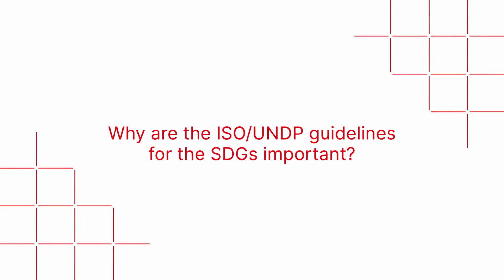Why are the ISO UNDP guidelines for SDGs important? The ISO UNDP guidelines for the SDGs are incredibly important for several reasons. Global challenges. The world is grappling with unprecedented global challenges, including climate change, poverty, gender inequality, and resource depletion. In 2015, the SDGs were adopted by all United Nations members as a universal call to action to end poverty, protect the planet, and ensure peace and prosperity for all by 2030.